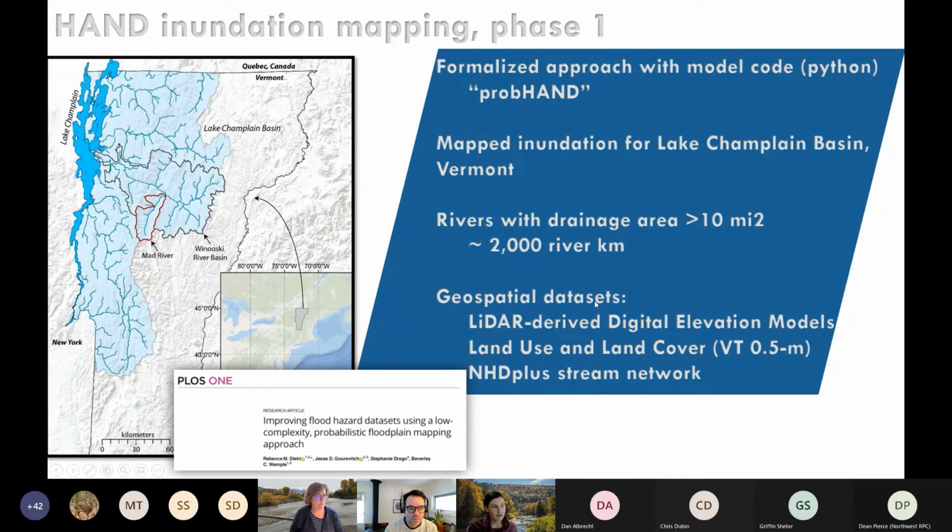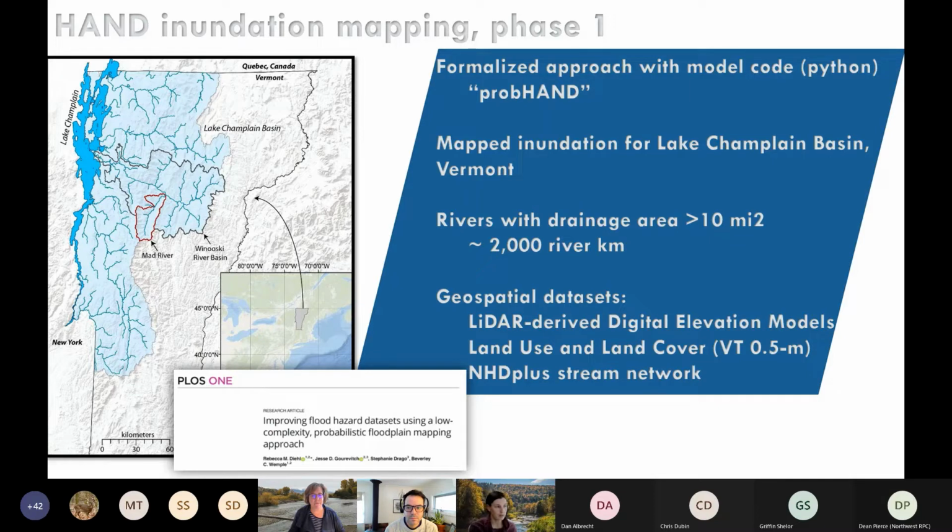And so we formalized this approach within a model written in Python, and we called it ProbHAND, or probabilistic HAND mapping. And I say we, but really Jesse Gorovich, a former PhD student who's now moved on, was extremely instrumental in putting this together. He and I worked together on what I'm calling phase 1, which is this initial round of building out the model and testing it out.